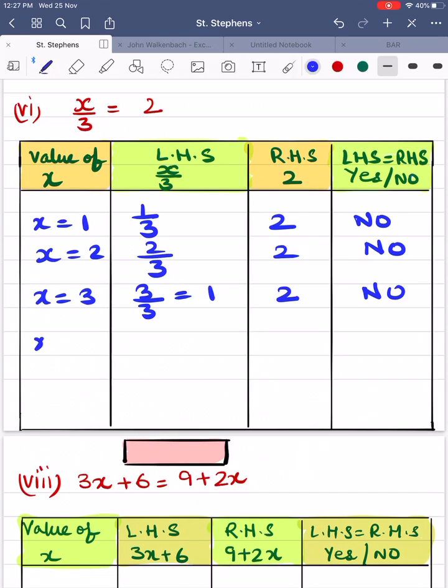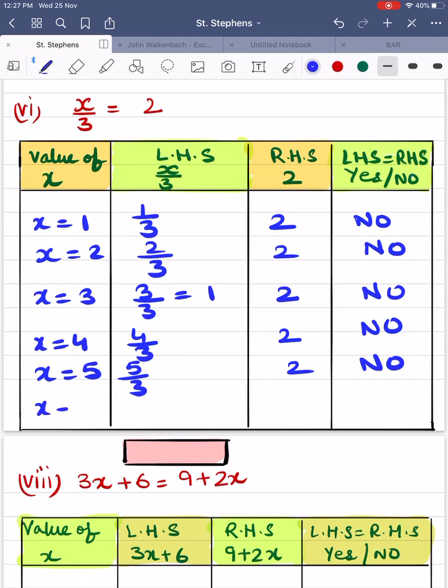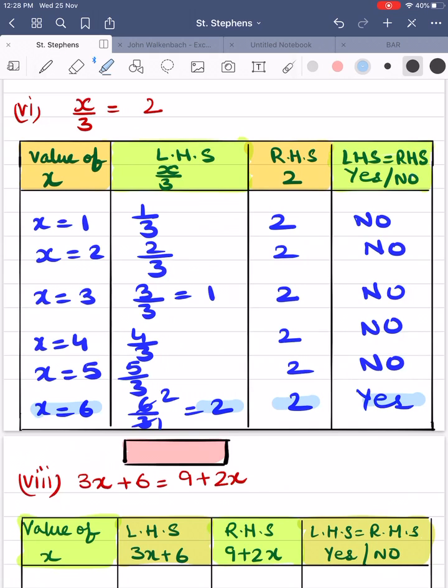Now let's try x is equal to 4. So we have 4 upon 3. It is again not equal to right hand side. Let's try x is equal to 5. We have 5 upon 3. Again it is not equal to right hand side. Now let's try x is equal to 6. We have 6 upon 3 and it gets reduced to 2. So it is equal to right hand side. So we stop here. So for x is equal to 6, left hand side is equal to right hand side. It means x is equal to 6 is the solution of the equation.